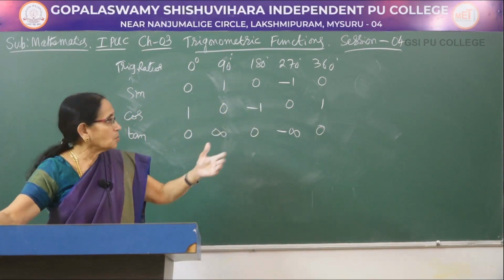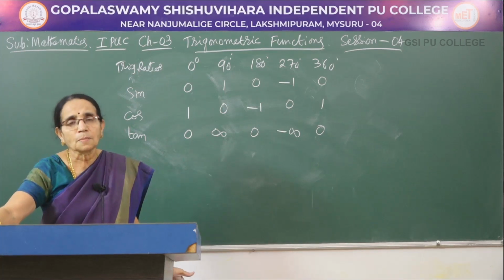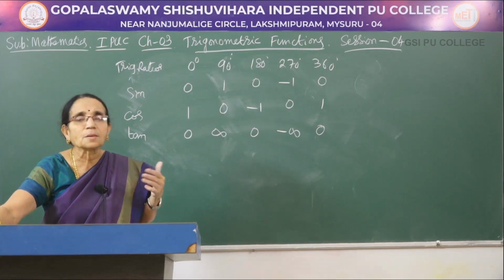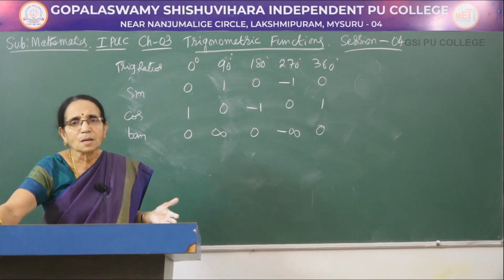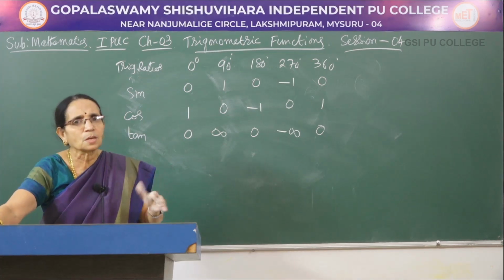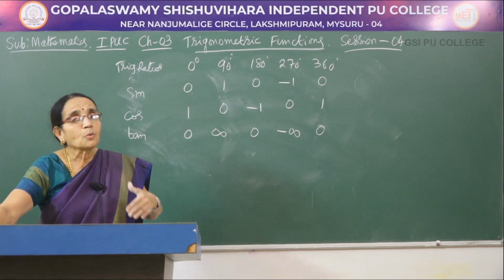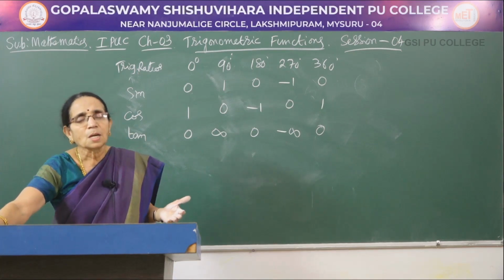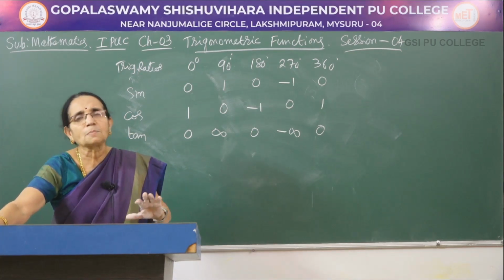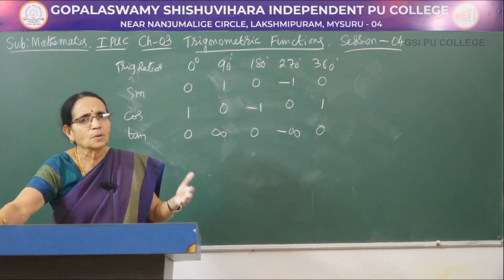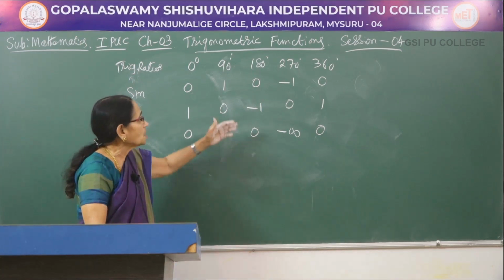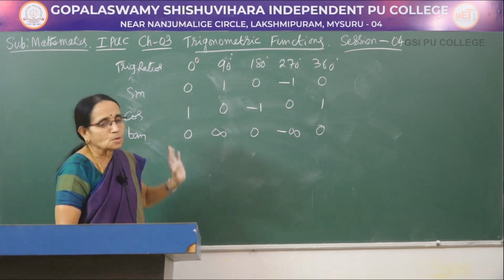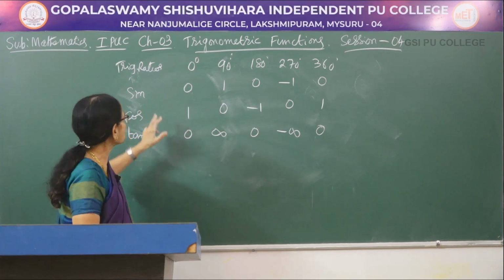Now, in one of the problems I showed you, if the angle crosses 360, by dividing by 360, it can be brought to any one of the standard values. So, however big an angle may be, it can be converted into any one of the standard values between 0 and 90. So, here, look at the values of sine, cos and tan.